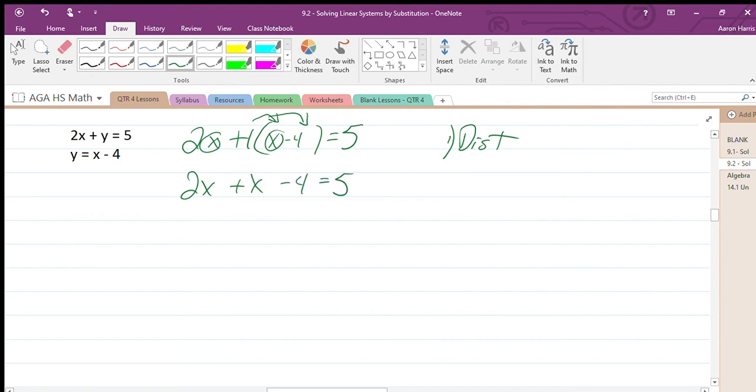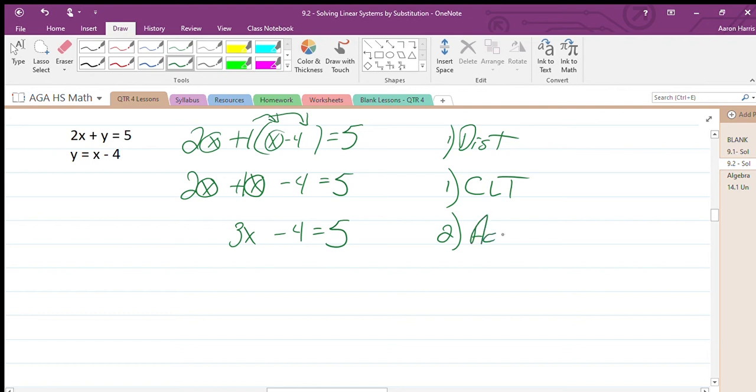Why? 1 times X is X. 1 times negative 4 is just negative 4. Really simple. But I still have this X here and this X here. So what should I do? Combine like terms. Now, 2 plus 1, there's an understood 1 there. 2 plus 1, I get 3X. Minus 4 equals 5.